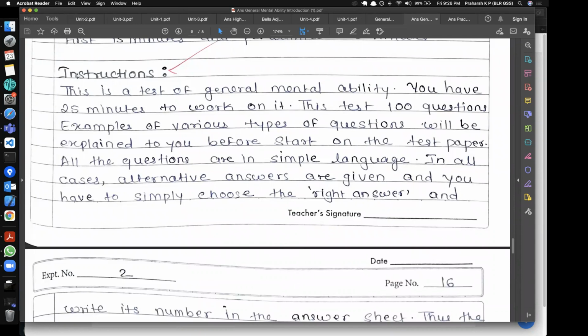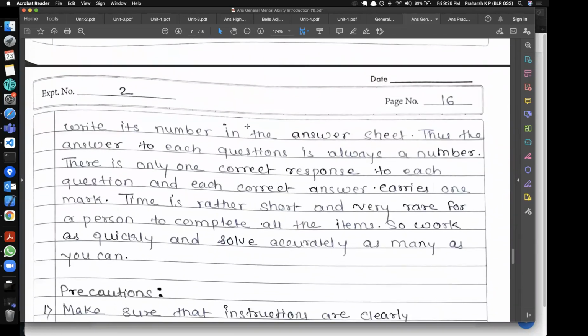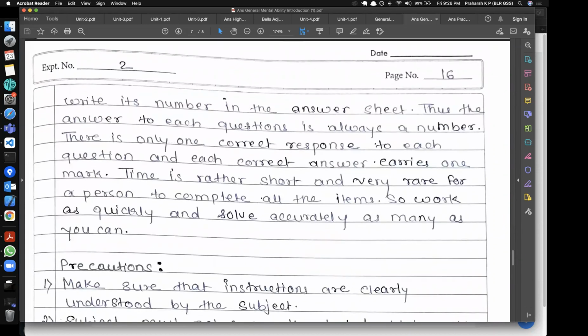Instructions. This is the thing that you're going to tell the subject. This is a test of general mental ability. You have 25 minutes to work on it. This test has 100 questions. Examples of various types of questions will be explained to you before the start of the test paper. All the questions are in simple language. In all cases, alternative answers are given and you have to simply choose the right answer and write its number in the answer sheet. Understand?